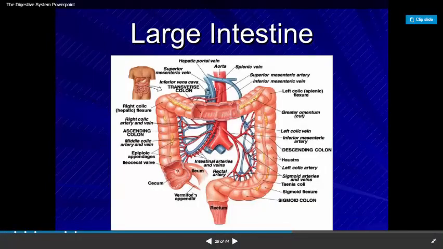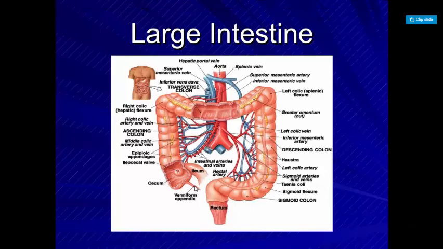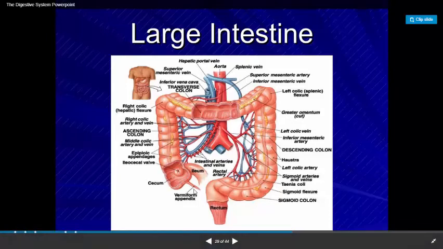Here is the appendix. Okay, the appendix, this part, it has been proven to have no function in humans, although it's important in some animals, as for example the rabbit. It is responsible for digestion of cellulose, which is the green part of the plants that the rabbit eats. But for us as humans, it has proven no function till now.